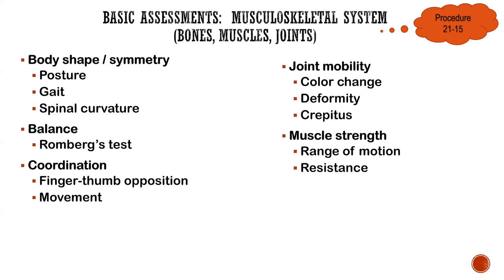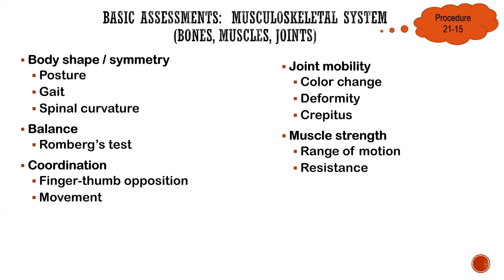So, assessing the musculoskeletal system. We're going to look at body shape and symmetry. We're going to look for major deformities in bone structure that may affect posture and gait. Our client should be able to stand upright with the neck and head midline. That's what we want them to be able to do. There are 4 normal curvatures of the spine. The cervical and lumbar are typically concave, and the thoracic and sacral areas are convex. So we want to look at that and see if they have scoliosis, or do they have kyphosis?